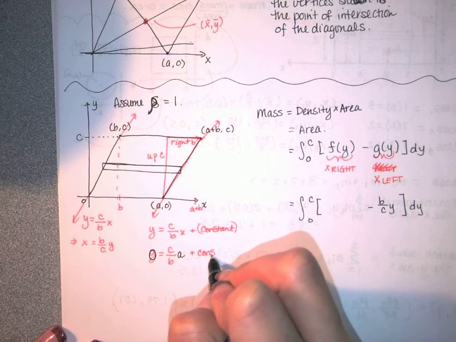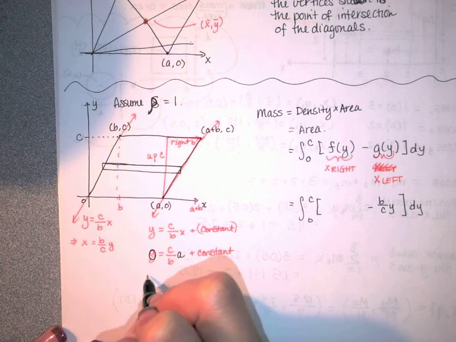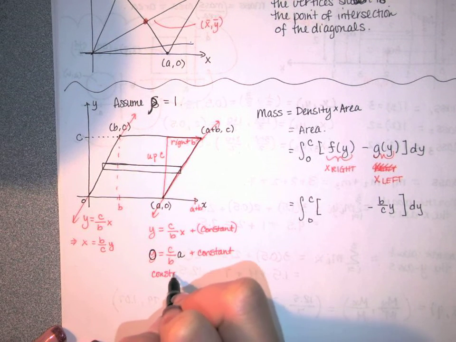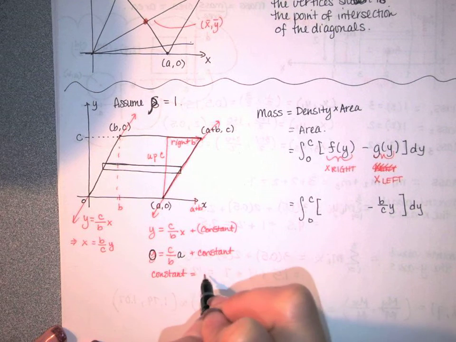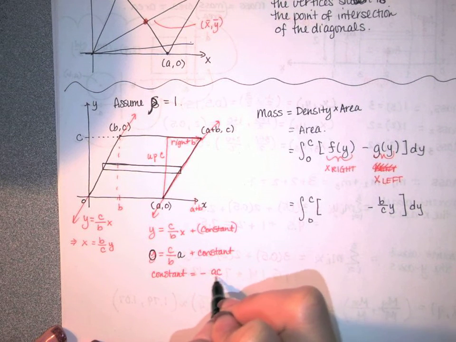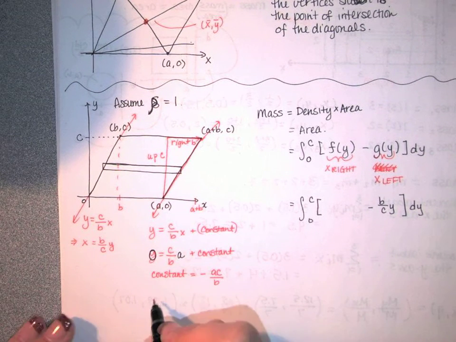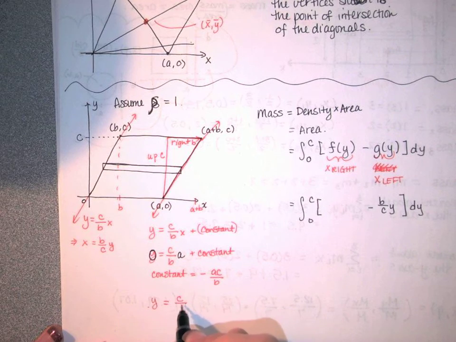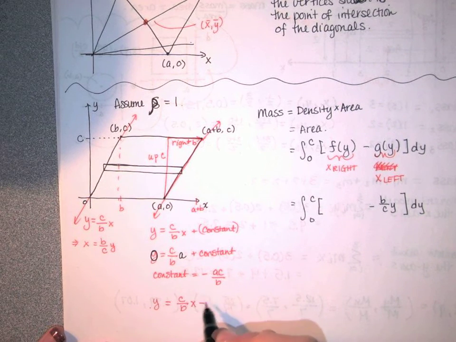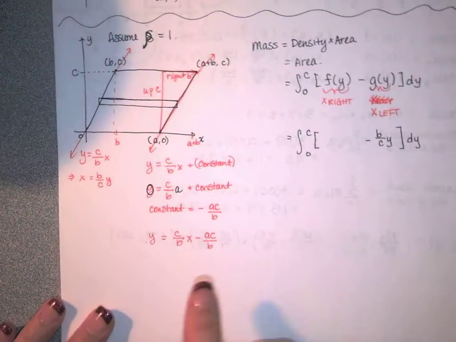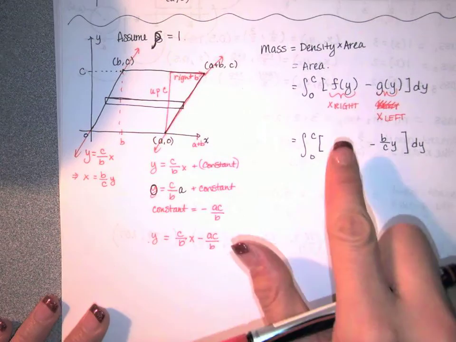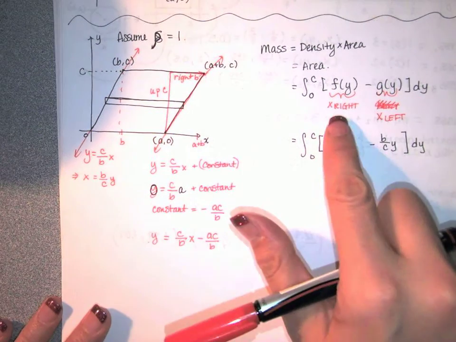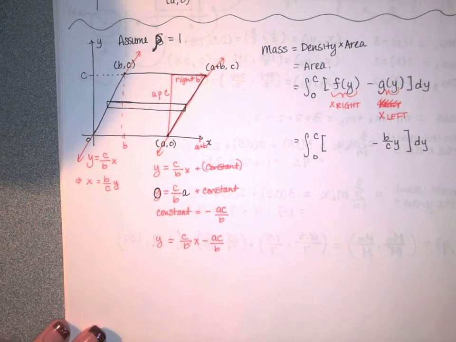And we kind of get an ugly constant, don't we? So that constant, which would traditionally be our y-intercept, it's just going to be negative AC over b. Looks kind of ugly. So I have y is equal to c over b times x minus AC over b. And I need x as a function of y on that line because I need x on the right. So I'm going to solve this for x.